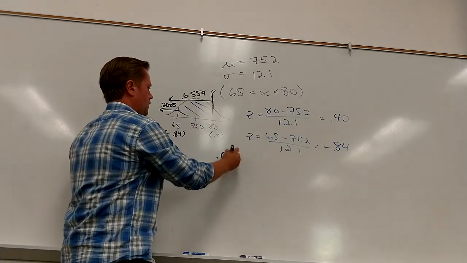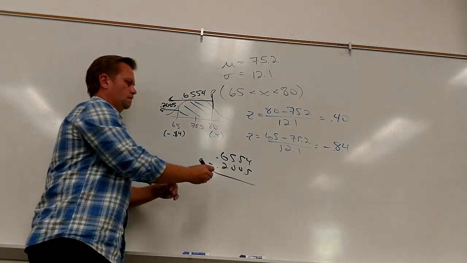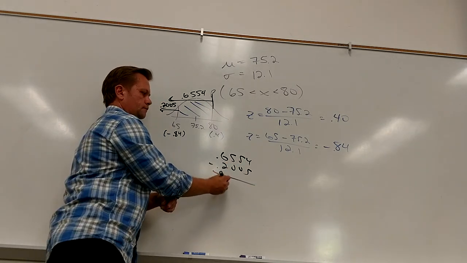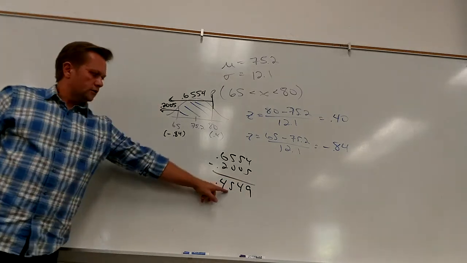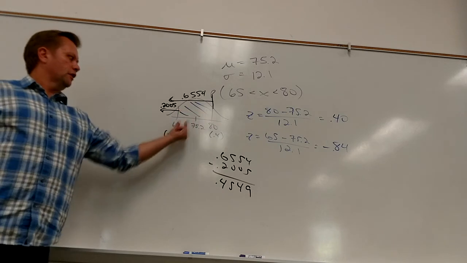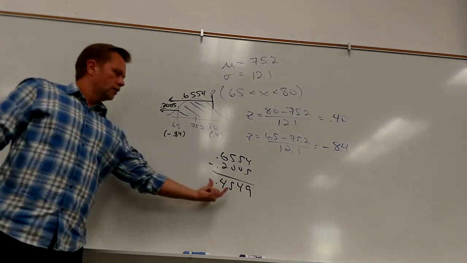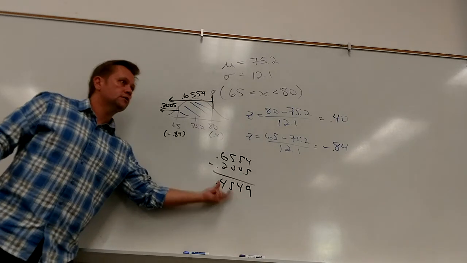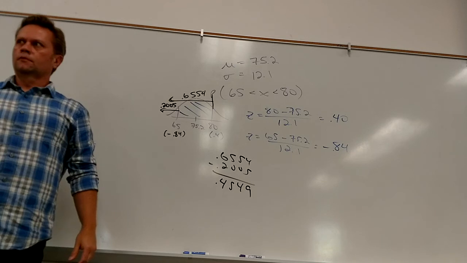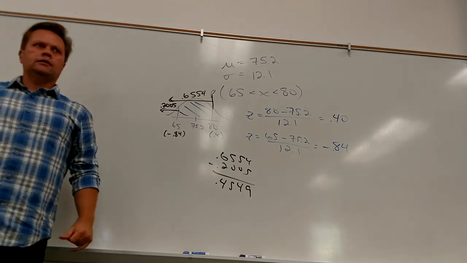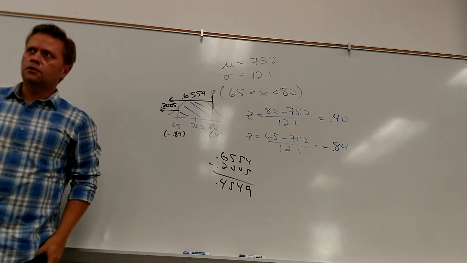So then you go 6554 minus 2005, and what do you get? 4549. So a little over a 45% chance to get a grade between 65 and 80 on this particular test. Or a little over 45% of the students made between a 65 and an 80 on this test.